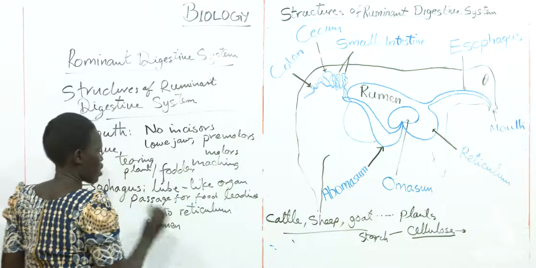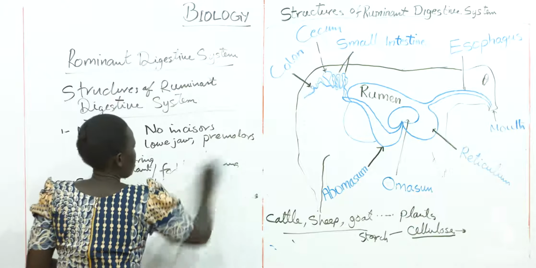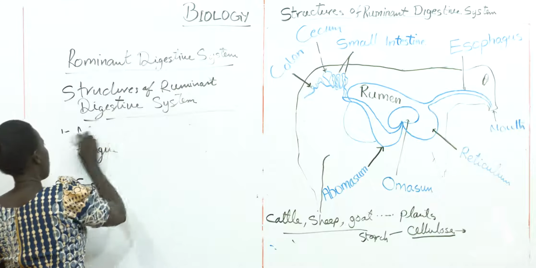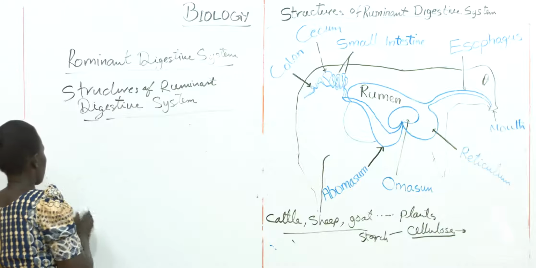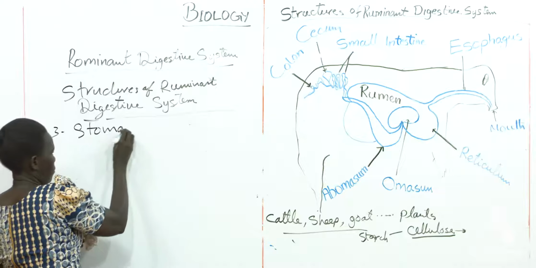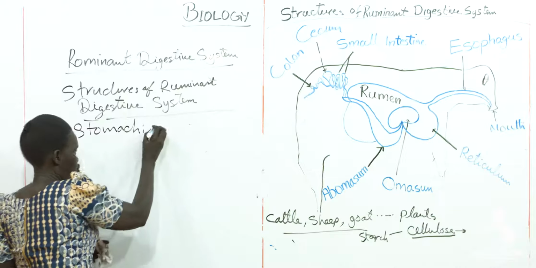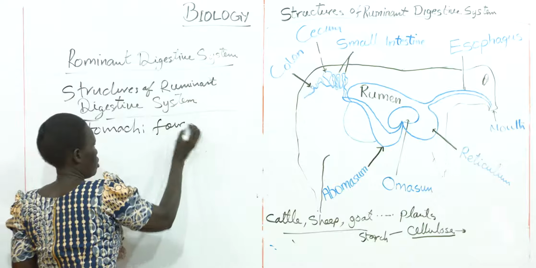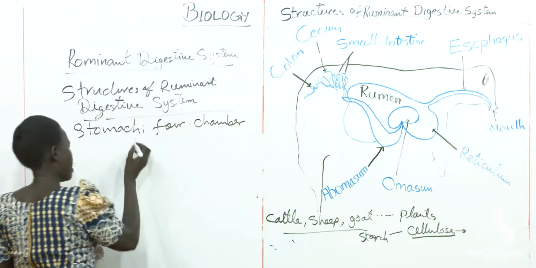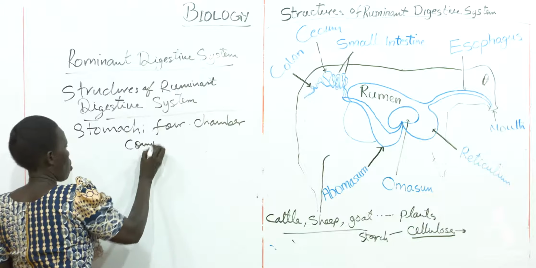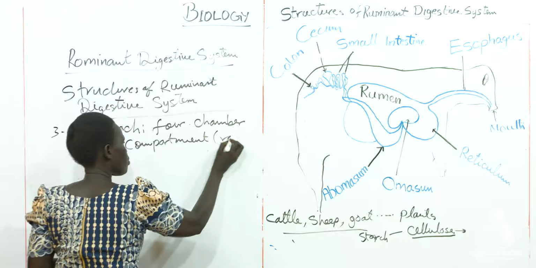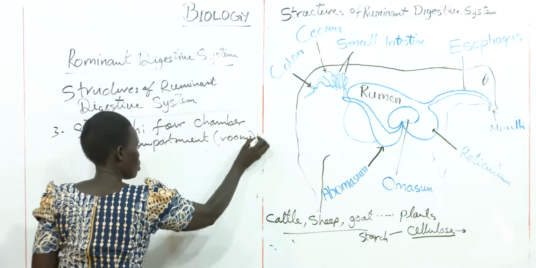So the third structure is the stomach. The stomach is made up of 4 chambers, or compartments, or rooms. These are all synonyms.